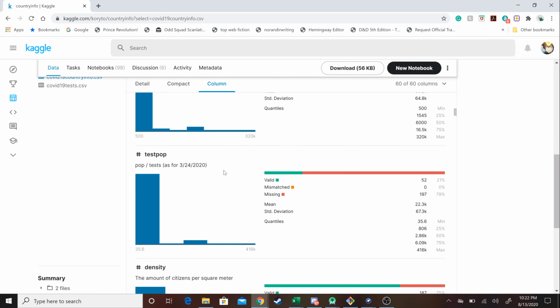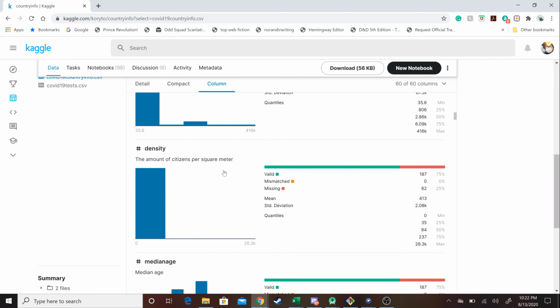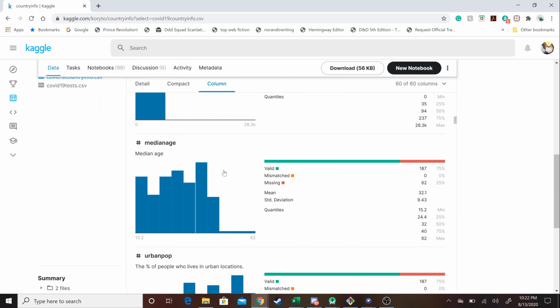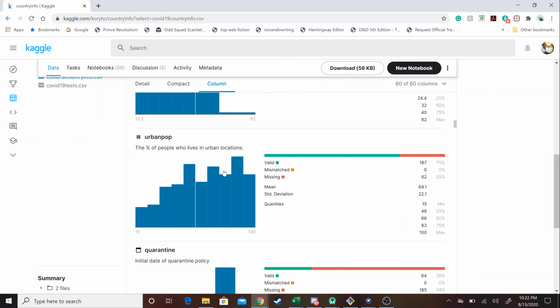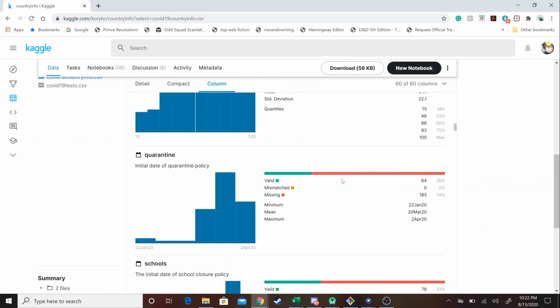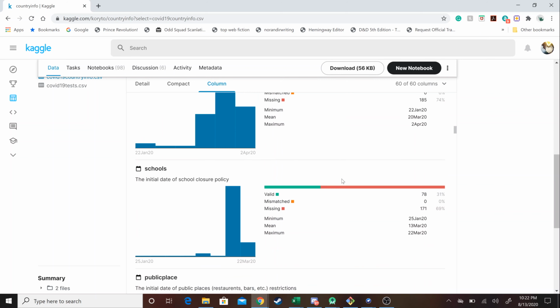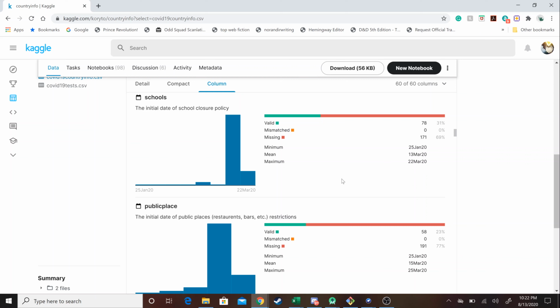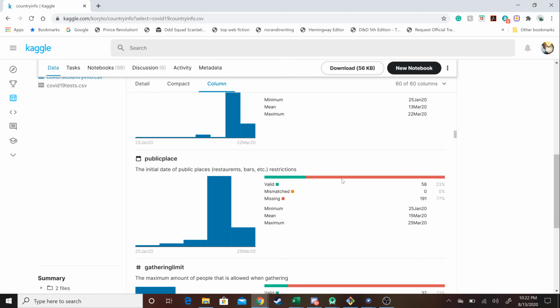Tests per population as of 3/24/2020. The density, the amount of citizens per square meter. The median age, the urban population, percentage of people who live in urban locations. Quarantine, the initial date of the quarantine policy in the country. The initial date of school closure policies in the country. The initial date of public places restrictions in the country.